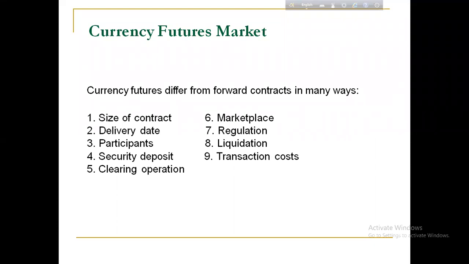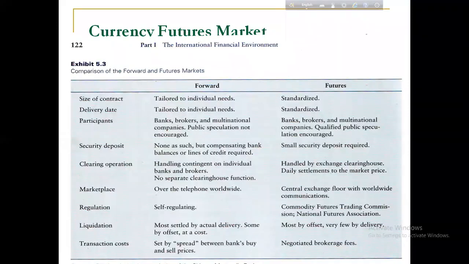Now, currency futures differ from forward contracts in many ways, and these are the factors. Number one is size of the contract. Number two, delivery date. Number three, participants. Number four, security deposits. Number five, clearing operation. Number six, marketplace. Number seven, regulation. Number eight, liquidation. And number nine, transaction cost. These are the determinants by which we can differentiate between forward contracts and futures contracts.